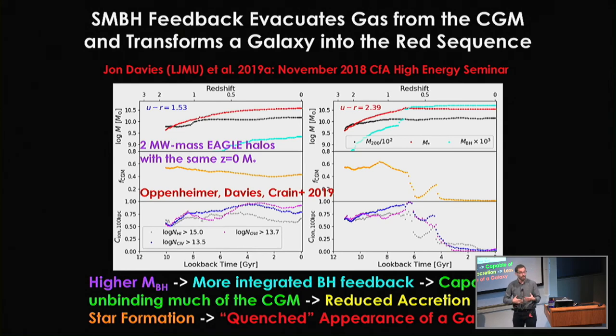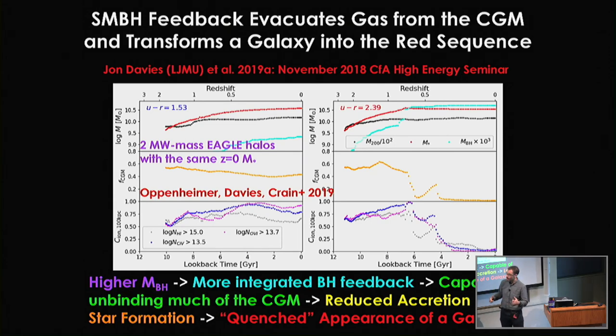So using a lot of data analysis and data processing to take the high cadence snapshot outputs of Eagle, we find two Milky Way mass halos with similar stellar masses but very different outcomes, with one on the red sequence, one on the star forming sequence on the left. The one here I chose because it had a pretty dramatic black hole growth phase at about z of 0.8. And in the middle panel here is the fraction of baryons in the CGM.